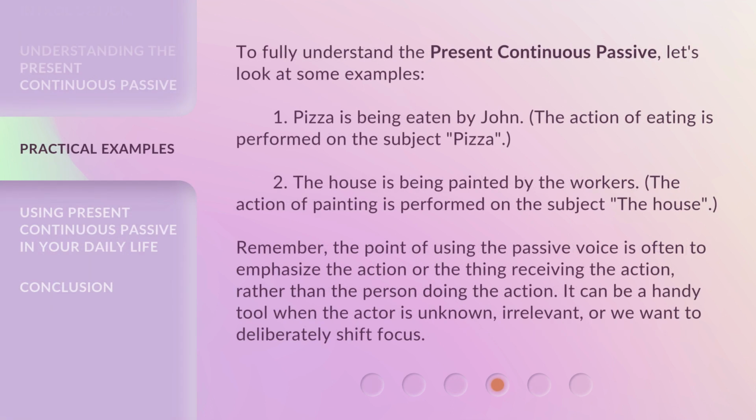To fully understand the present continuous passive, let's look at some examples. 1. Pizza is being eaten by John. The action of eating is performed on the subject, pizza. 2. The house is being painted by the workers. The action of painting is performed on the subject, the house.